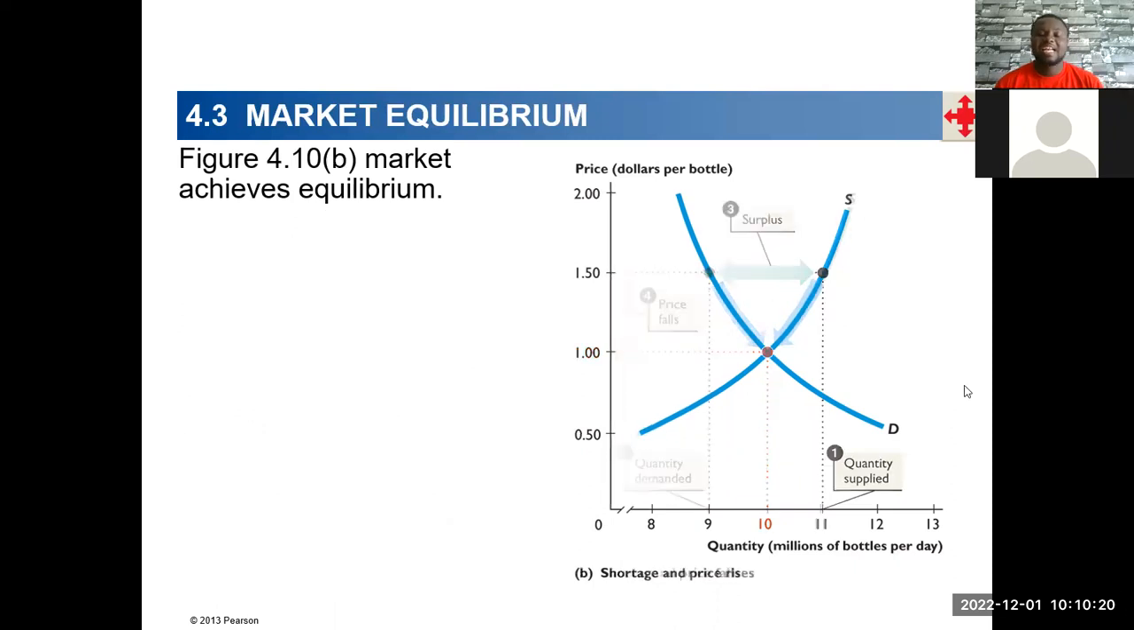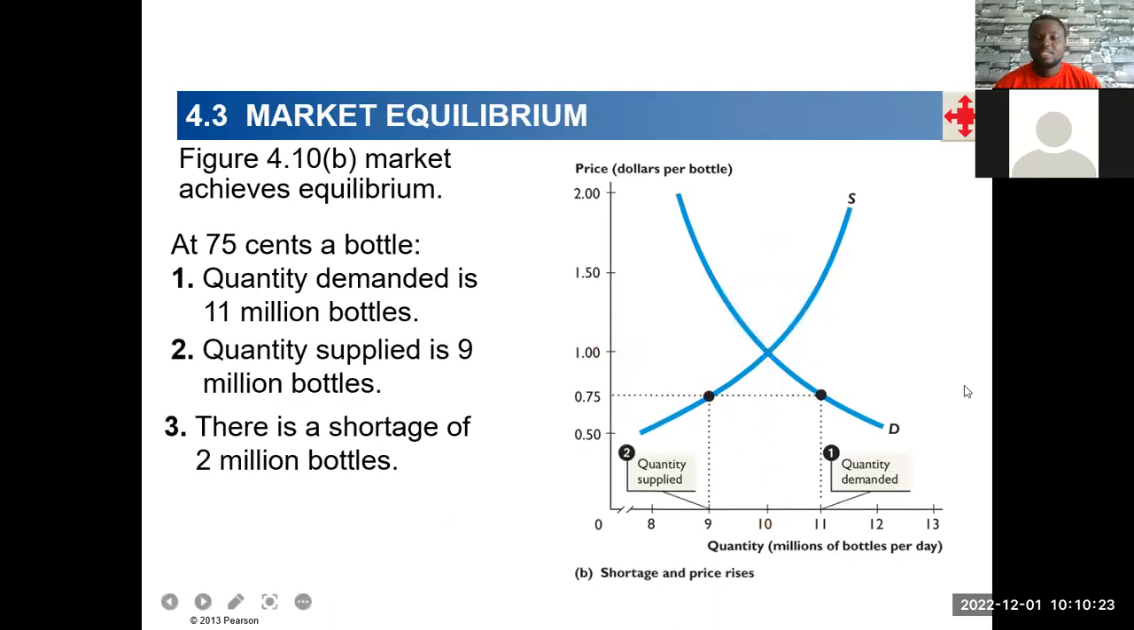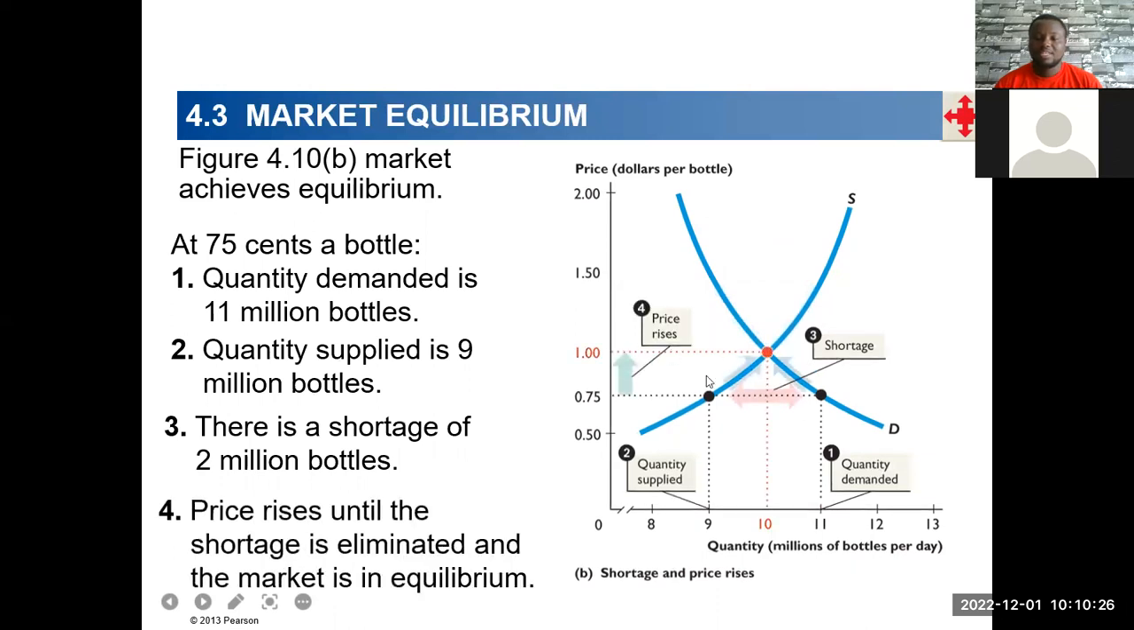Let's look at the other side, when there's a shortage. So we know the equilibrium price was 1. Now, at a price of 0.75, quantity demanded is 11. Quantity supplied is 9. There's a shortage of what? 2. So what do we do now? Prices will keep on moving up until they get to 1. And then at that point, equilibrium has been restored. So there will be no tendency to move again. Whenever there's a shortage, prices will move up. Whenever there's a surplus, we should expect price to fall. Is that okay? Yeah. Okay.